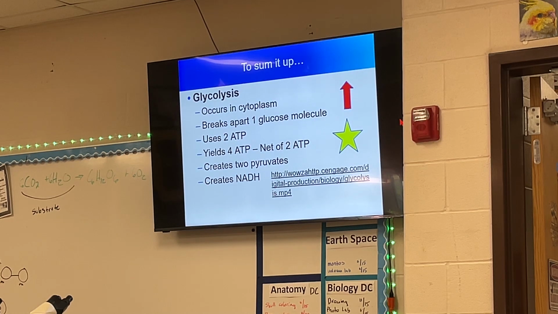Alright, so again, just another summary slide. Glycolysis occurs in the cytoplasm, breaks apart 1 glucose, uses ATP, yields 4, but only 2 can count. You get 2 pyruvates, and you get NADH. So that's the whole glycolysis process. And we're gonna watch a little video about it.